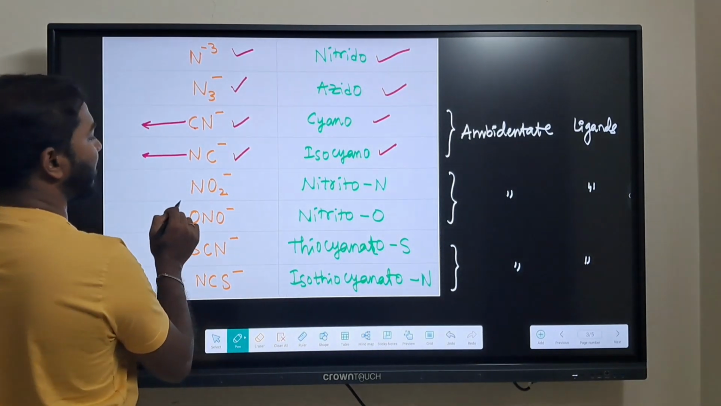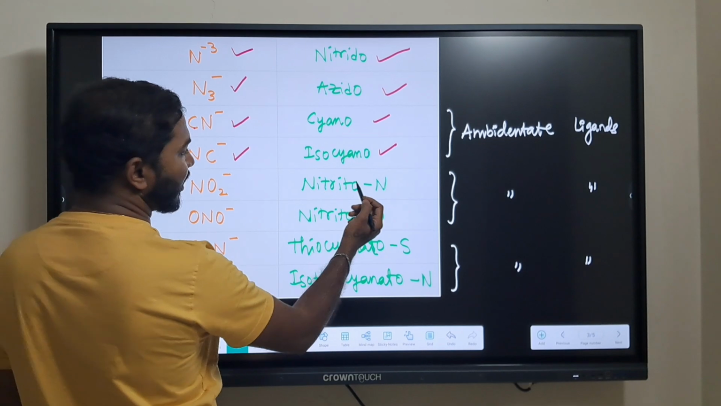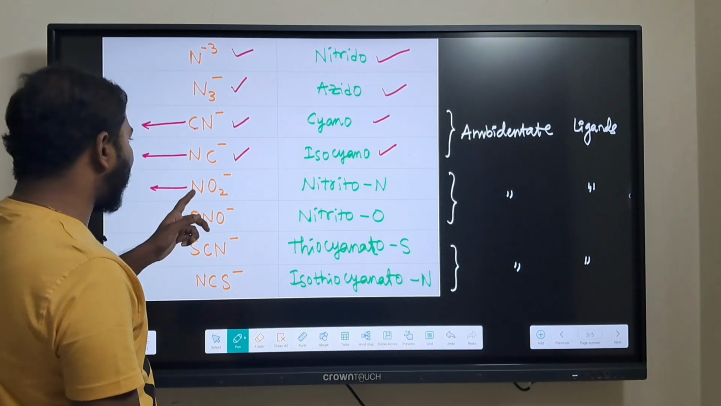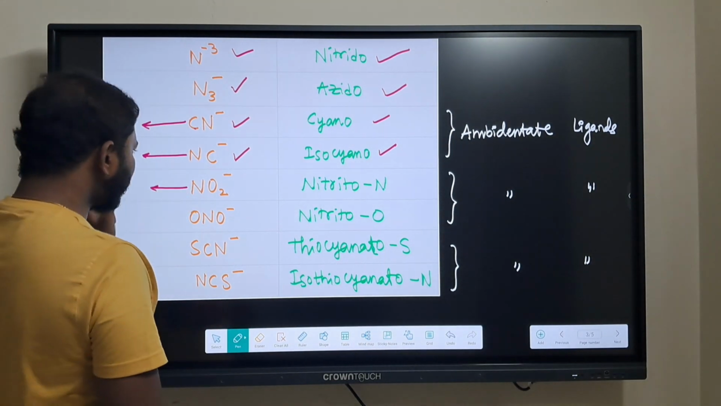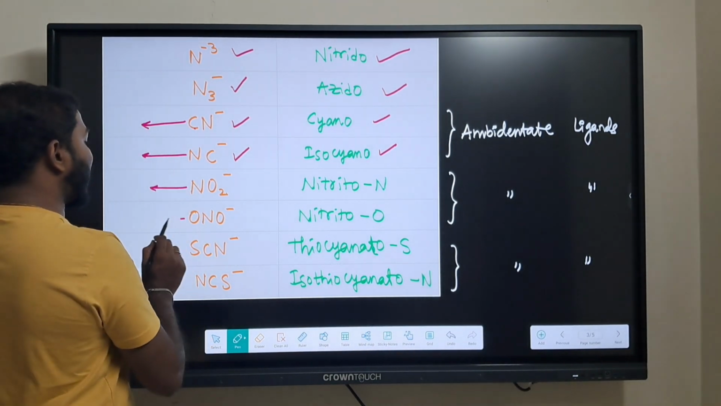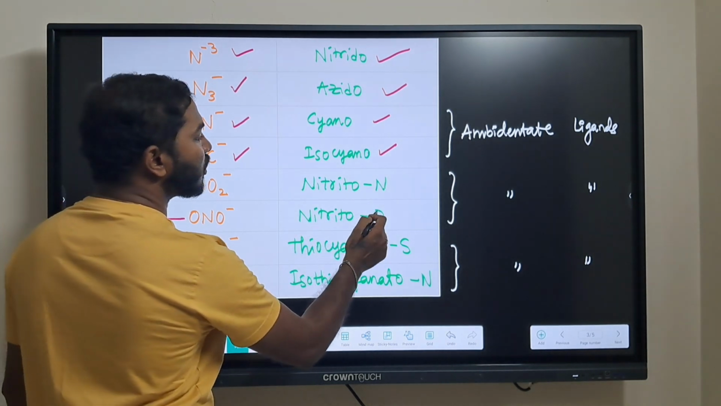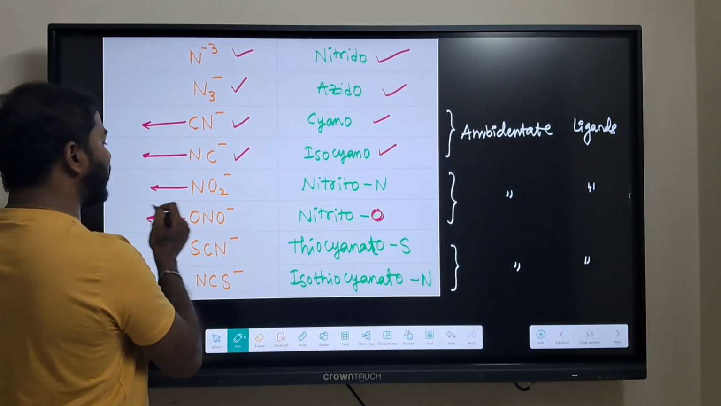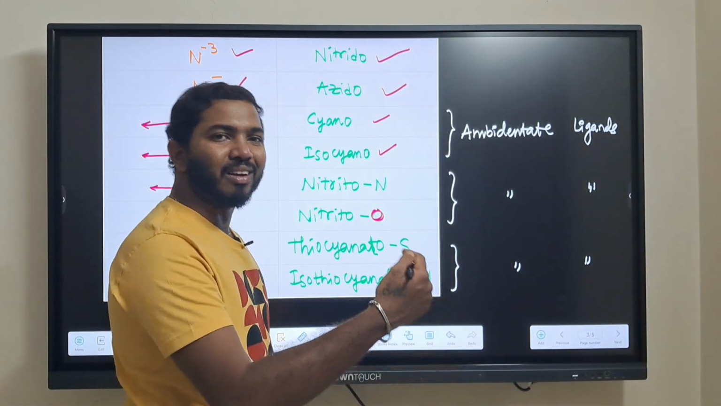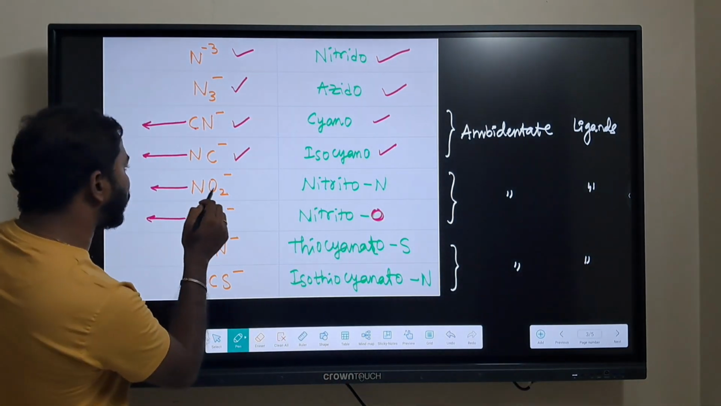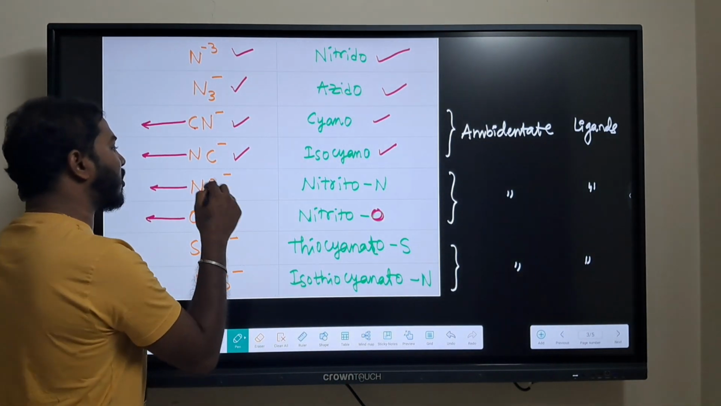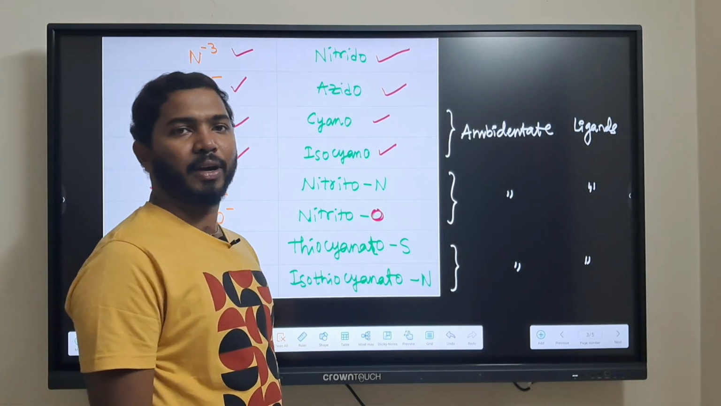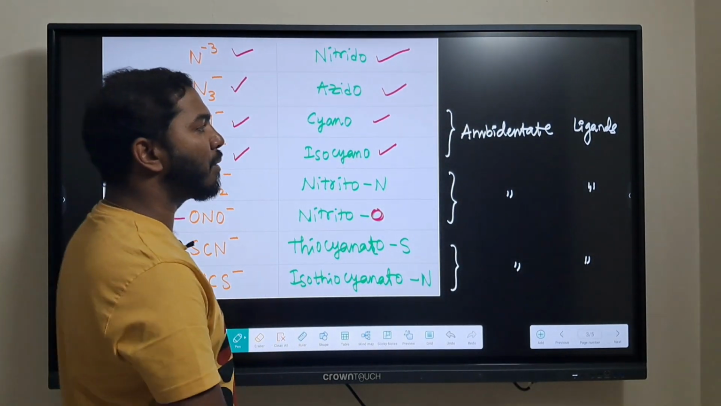Again here also, NO2 minus is called nitrito N, since nitrogen is directly attached to the central metal atom. So nitrogen is donating the lone pair to the central metal atom, whereas in nitrito O, this O defines the donor atom. So in nitrito O, oxygen is giving the lone pair to the central metal atom. So for both NO2 minus and ONO minus, the molecular formula of this ion is the same, but the donor atom is different. So such type of ligands are again called ambidentate ligands.